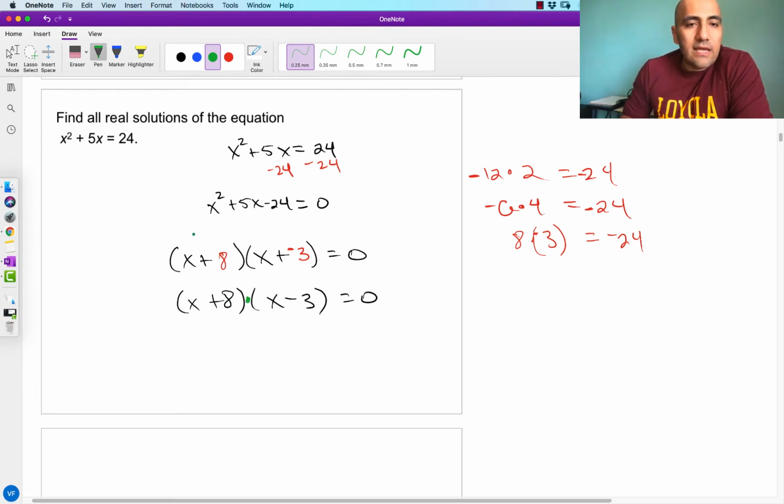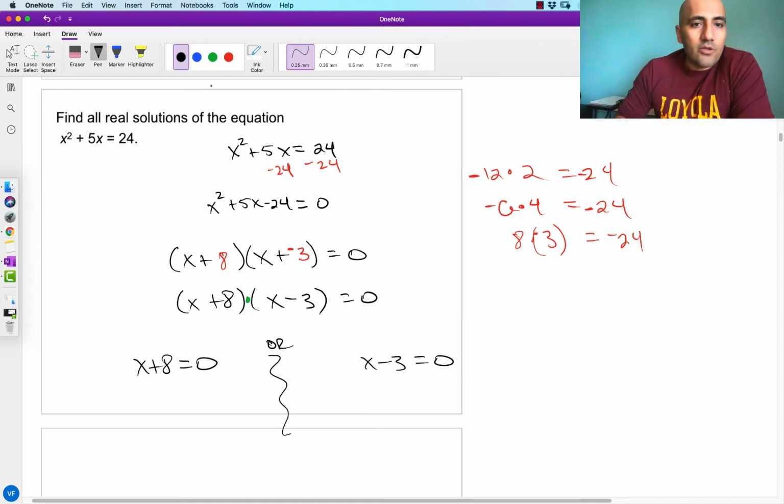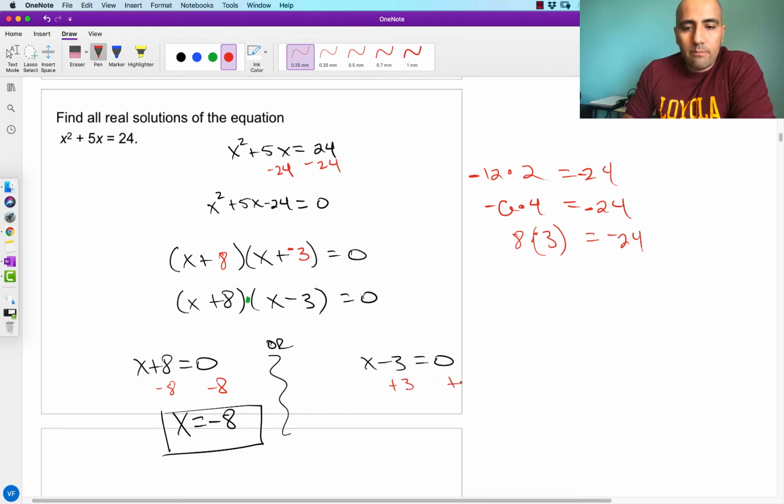Which means either this guy is 0, x plus 8 equals 0, or maybe this guy is 0, which is x minus 3 equals 0. If I subtract 8 from both sides, minus 8, minus 8, I get x equals negative 8. And then if I add 3, plus 3, plus 3, we end up with x equals positive 3 on the other side. Okay, so we get two solutions. It's either this one, or maybe both. We have to check them.